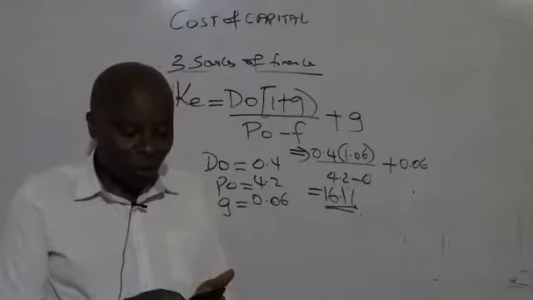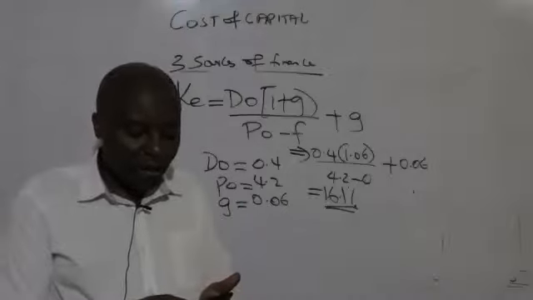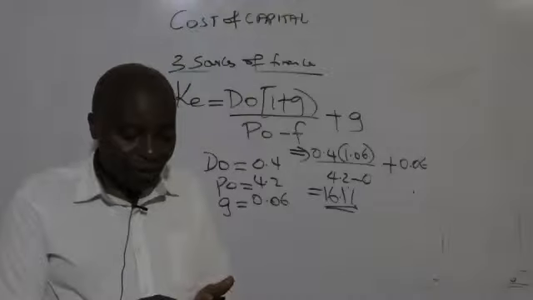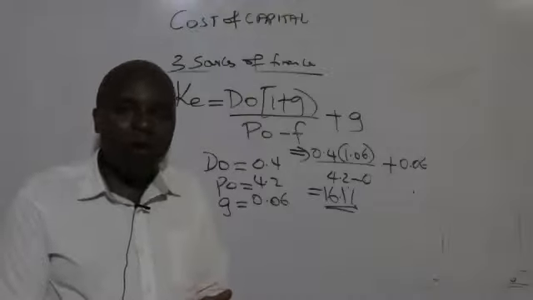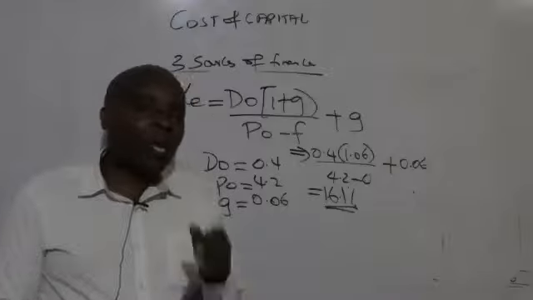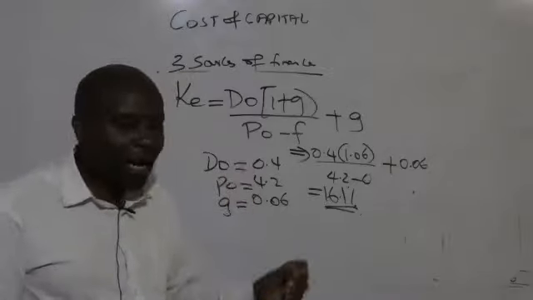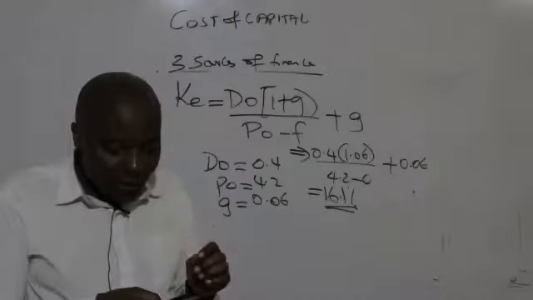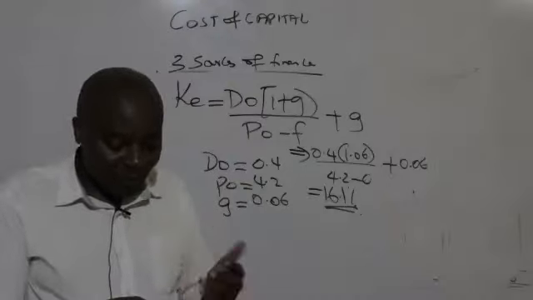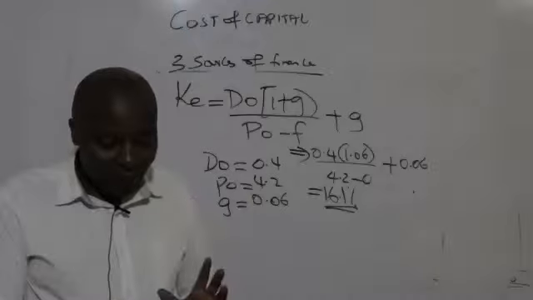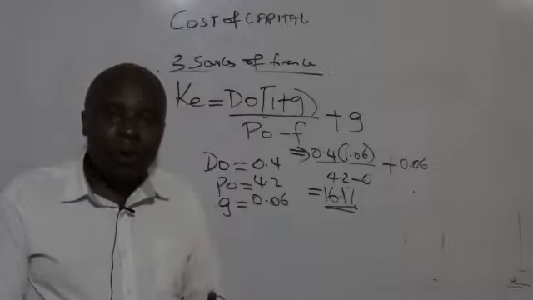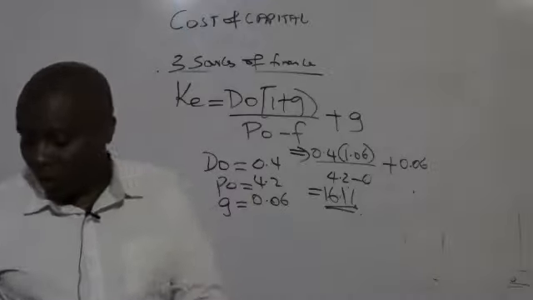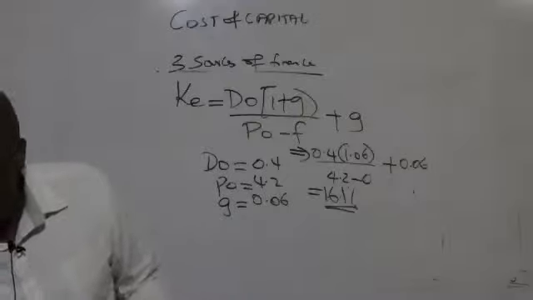So we go to, very interesting stuff, ladies and gentlemen. If you look at example 4, example 4 is all about a situation where you are not given growth rate. Example 4 is about a situation where you are not given growth rate. The growth rate is not given.